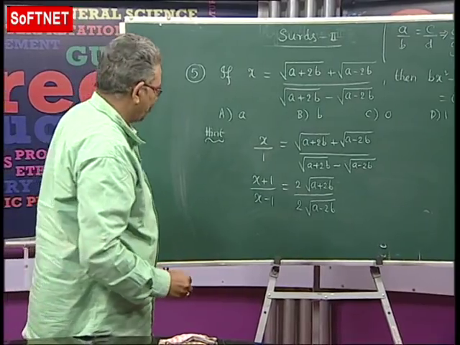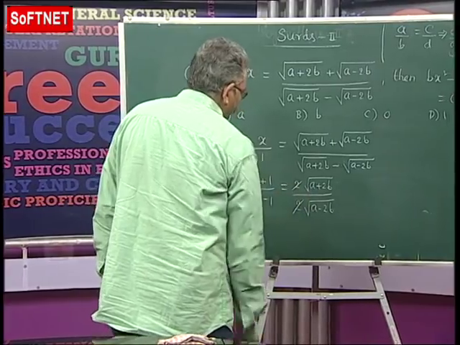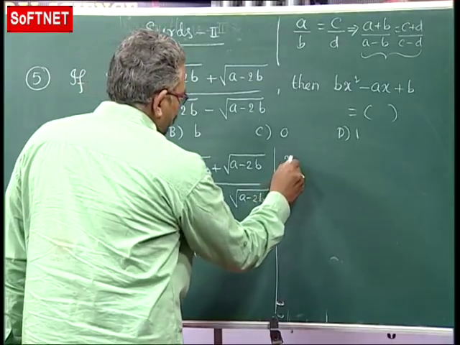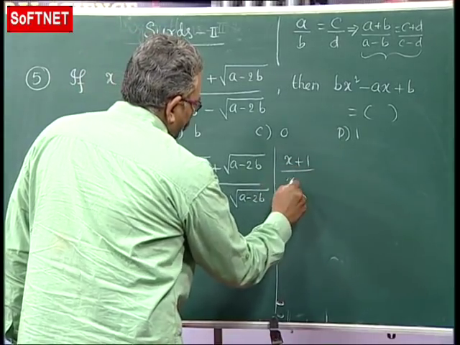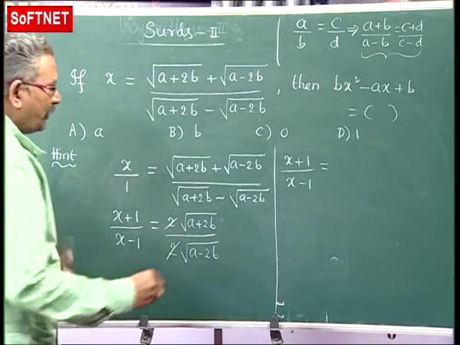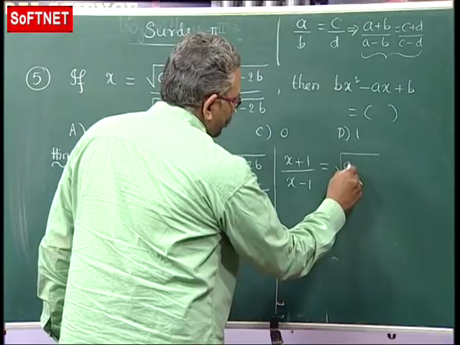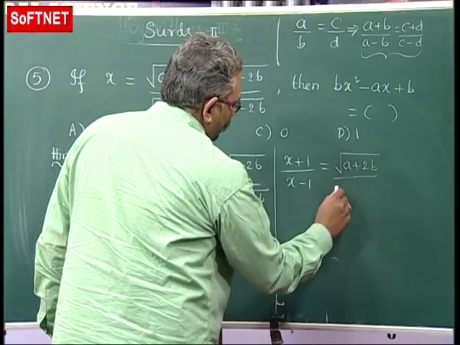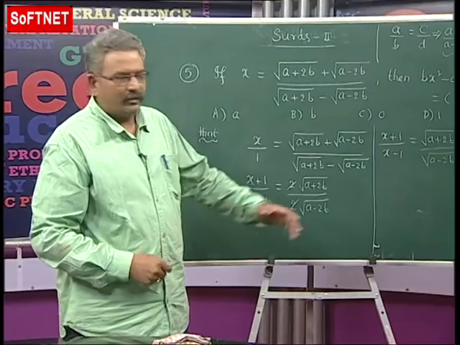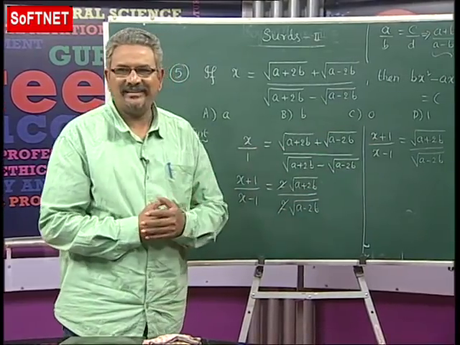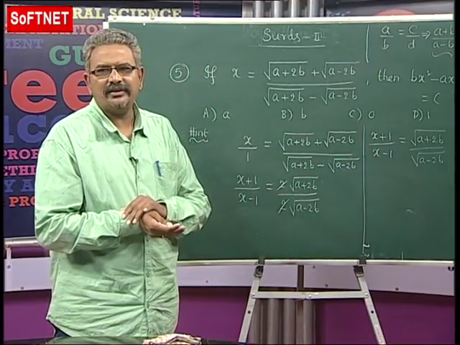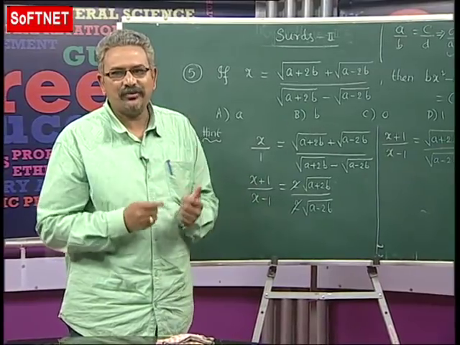Okay, 2 gets cancelled. Now we have x plus 1 by x minus 1 is equal to root of a plus 2b by root of a minus 2b. Just think, now square root is there. As we have the square root, squaring on both sides, simply just apply squaring on both sides.